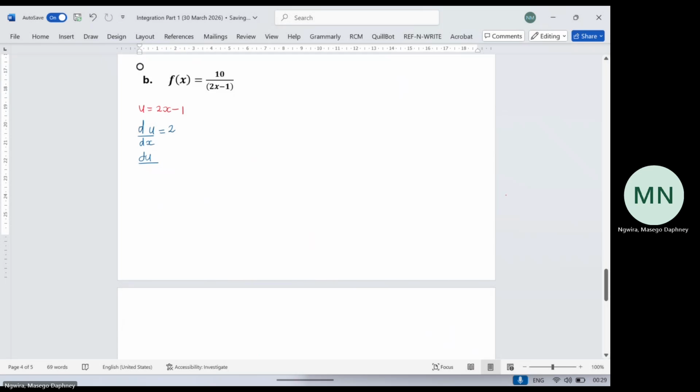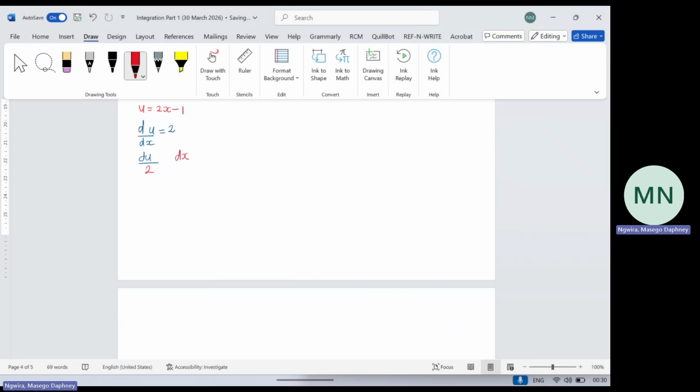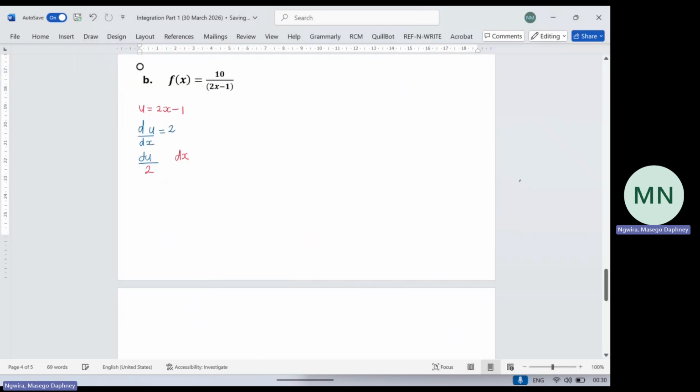Okay, du over 2 is equal to dx. You just swap. Okay, you just swap. So this one we swap. Please don't forget, you're allowed to swap if it's a fraction on the other side. Okay, then now we're done. So we have that. So now we're going to continue.